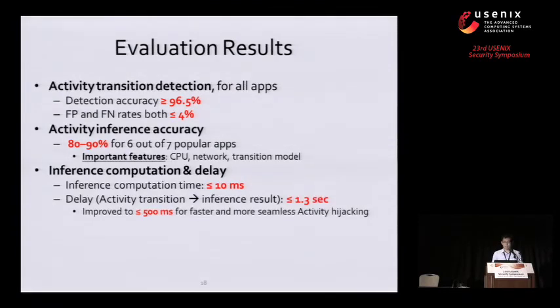The inference computation time is less than 10 milliseconds, and the inference delay, the time from the activity transition to the inference result being generated, is less than 1.3 seconds. We also improved it to 500 milliseconds for faster and more seamless activity hijacking, as you'll see in the video at the beginning. For the overhead, with our attack running in the background, the power usage increased by 2 to 6%.